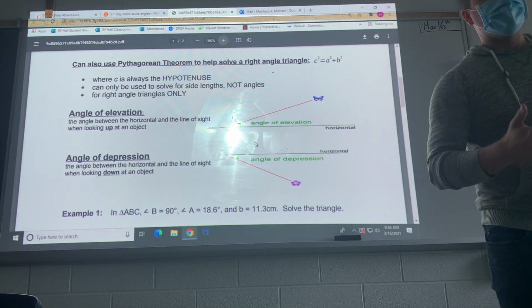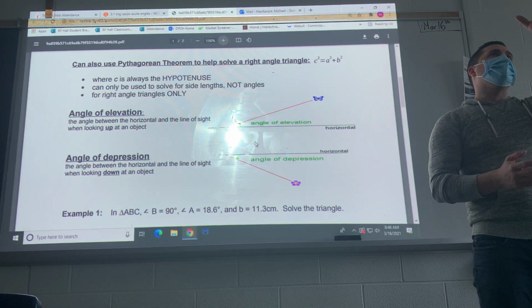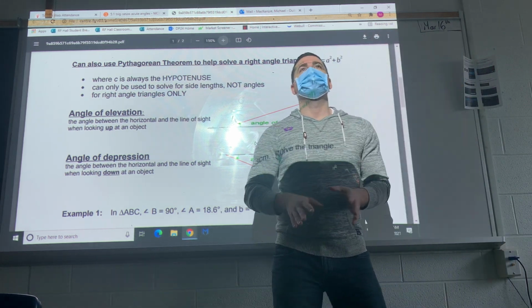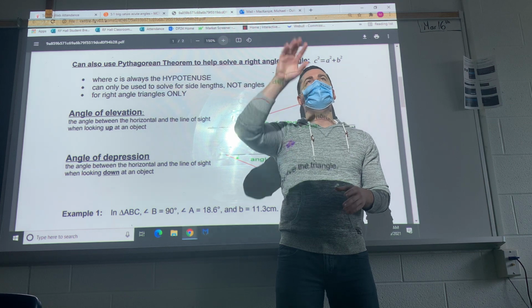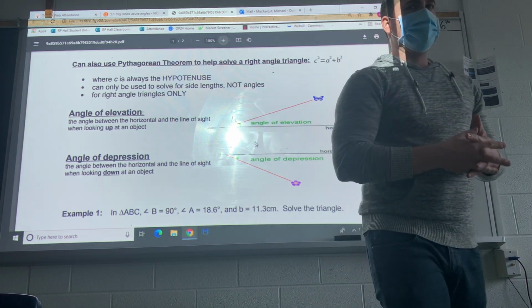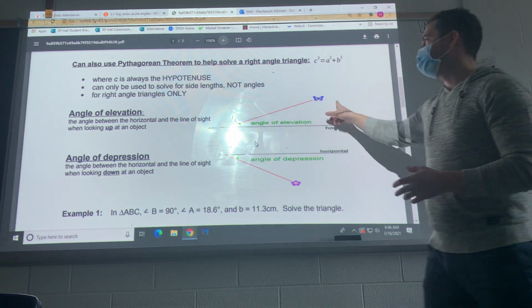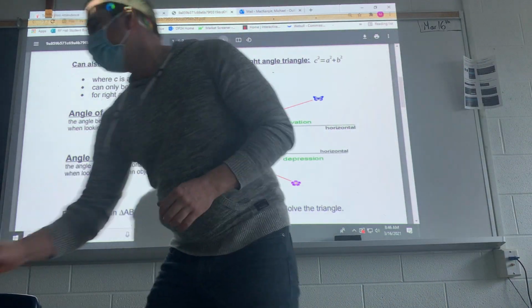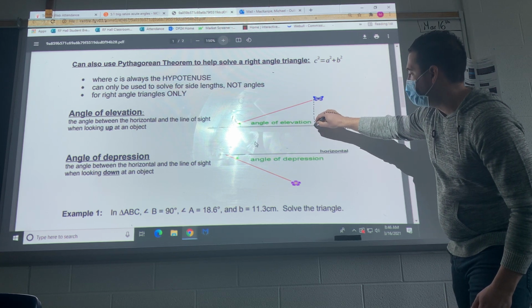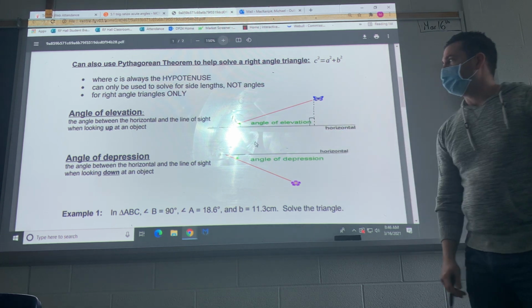So if I'm standing here and I'm looking upwards, say towards a tree, the angle from me to the top of the tree is my angle of elevation. What happens here is we could create a right triangle with a 90 degree angle.